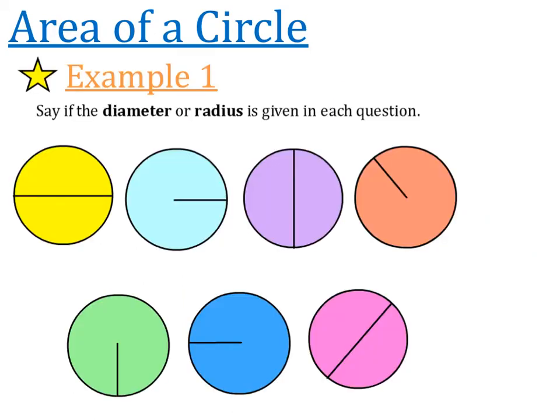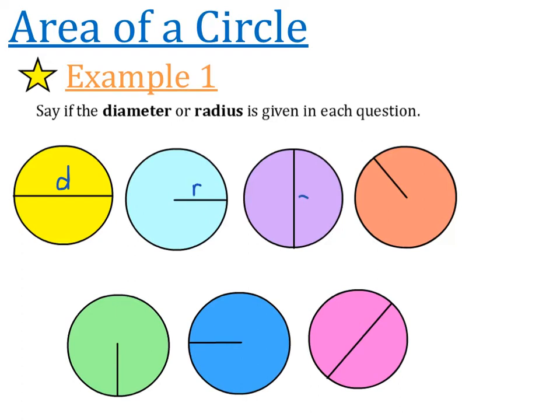All right, this first part is not really about finding the area of a circle. It's about identifying the radius or the diameter, because it's really important that you can tell the difference. So we want to say if the diameter or the radius is given. This line goes all the way across the circle, so that's the diameter. This line in the light blue one only goes halfway across, so that's a radius.